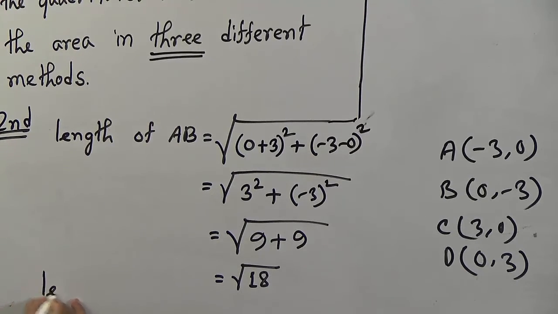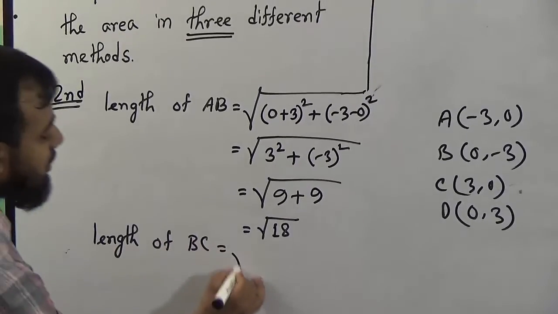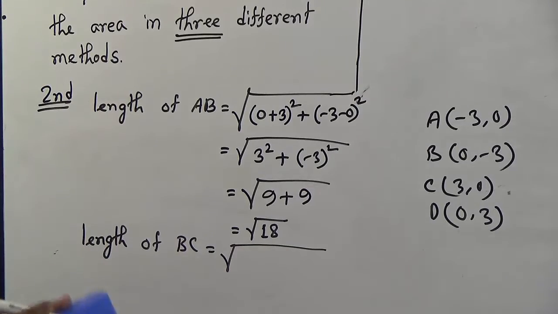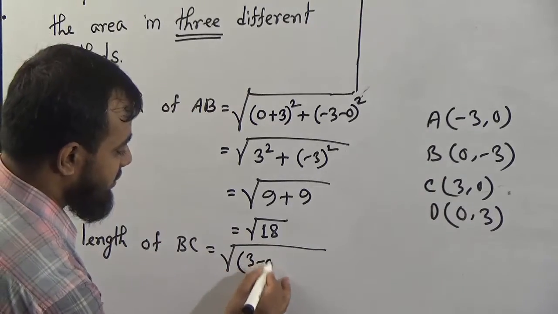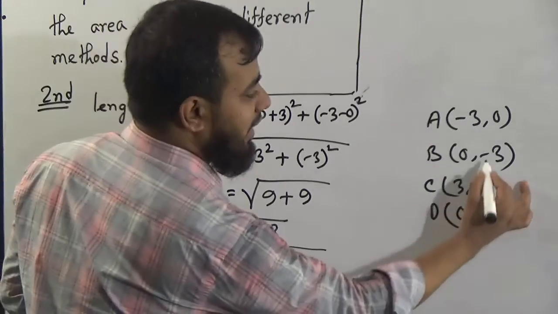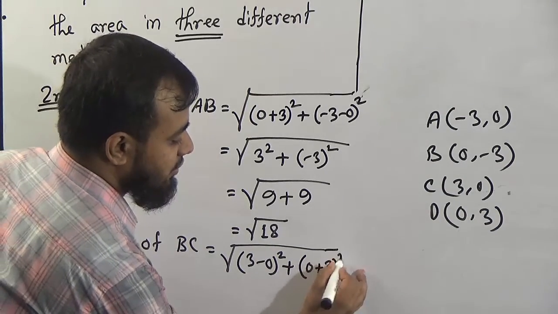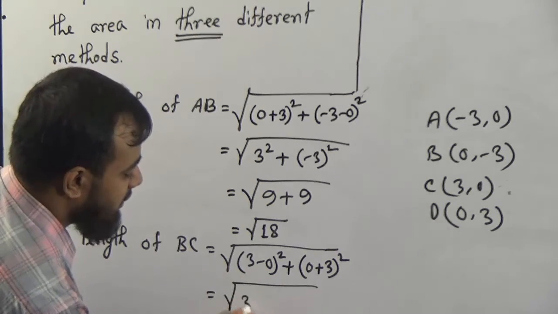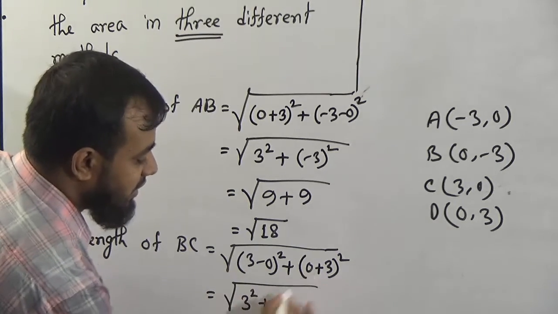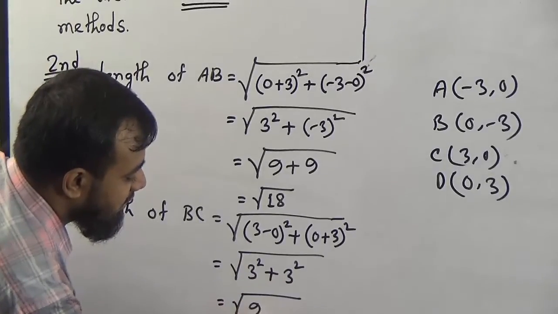Like this, my dear students, we can find the lengths of BC, CD and DA. Now the length of BC. Length of BC equals what? Square root of the sum of the squares of the abscissa and ordinate differences. Now B and C points: 3 minus 0 whole square, plus 0 minus minus 3, that is 0 plus 3, whole square. So 3 minus 0 is 3, square will be there. 0 plus 3 equals 3, square will be there. It's 3 square plus 3 square, it means 9 plus 9.